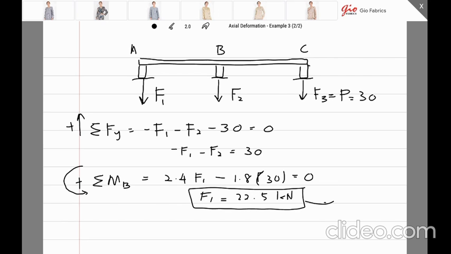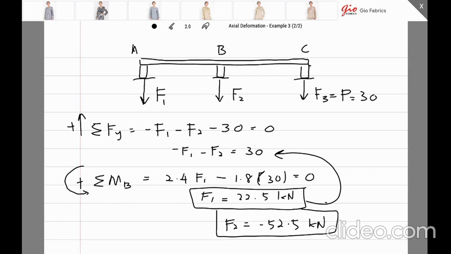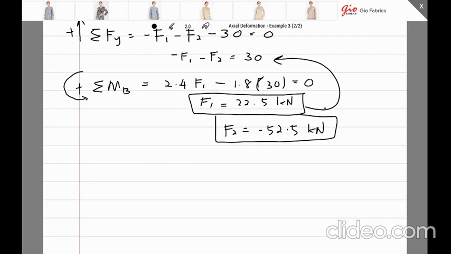Just substitute F1 into this equation here. You should get your F2 equal to negative 52.5 kN. So you can see that your F1 is actually in tension and your F2 is in compression. Now that we have the internal forces, we can calculate the deformation.